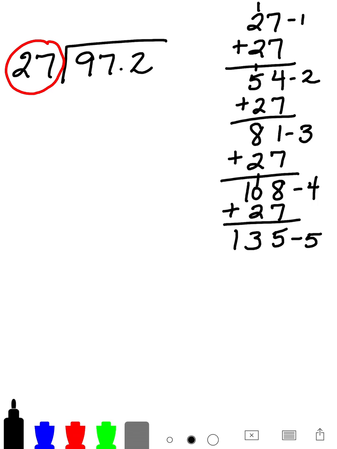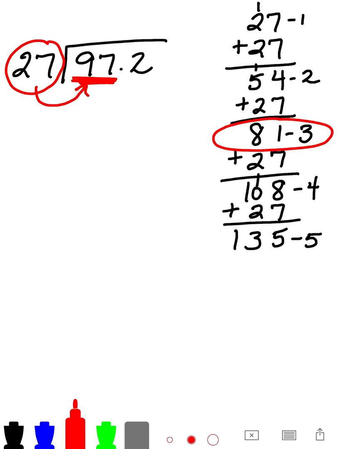Okay. So now I have to ask myself, how many times can 27 fit into 9? Well, it can't, but it can fit into 97. So I have to find a number that's close to 97 but does not go over. The closest number that does not go over. So 97, let's look down our line here. I have 81. Okay, that's pretty close, but I might be able to get closer. 108. Too big. So we have to use 81, which we know is 3 times. So 3 times 27 is 81.